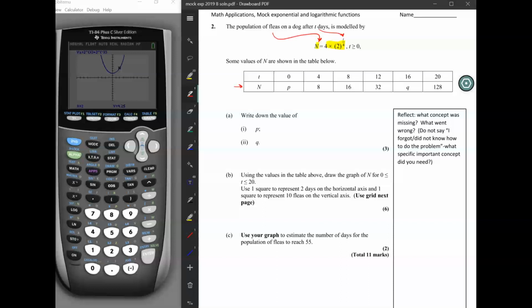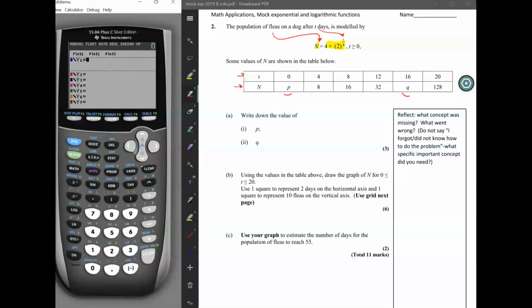Look at the values of t. They don't give us every single value of t. They give us 0, 4, 8. They're skipping numbers here for some reason. And then it says to write down the value of p and q, which are 2 of these missing numbers for n.